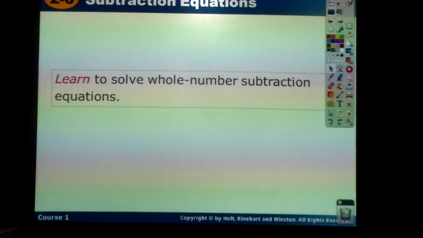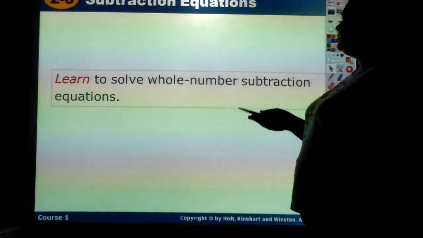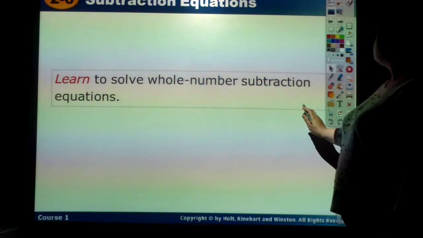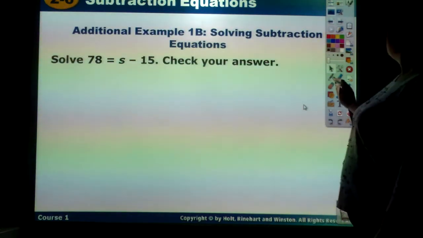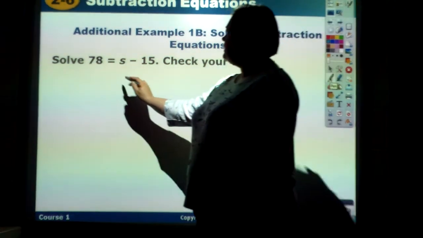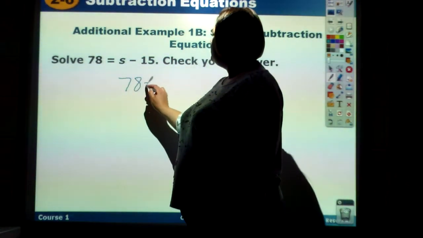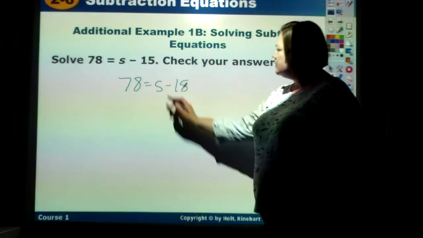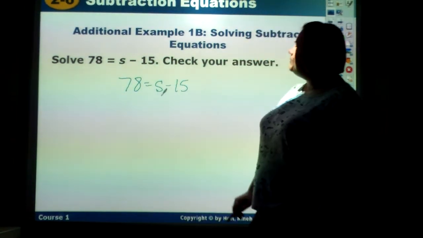Okay, today we're going to look at subtraction equations, which is still the same process. We're going to be looking at whole number one-step equations with subtraction. So, first we're going to look at our problem. We have 78 equals s minus 15. That's an s.